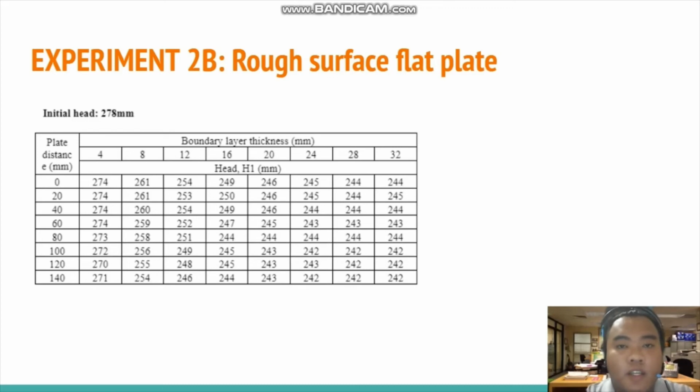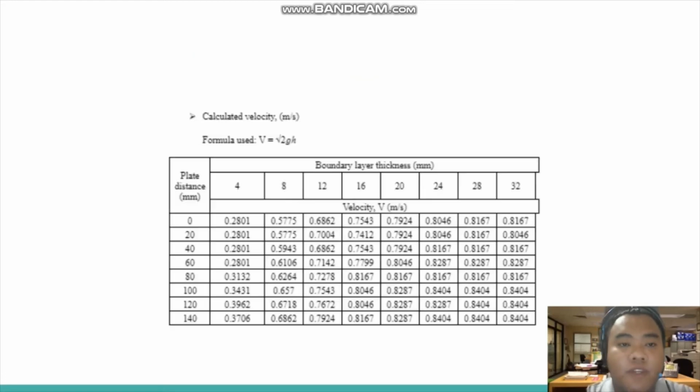And then for experiment 2B, rough surface flat plate, where the initial head is 278 mm. The plate distance in millimeters is set at 0, 20, 40, 60, 80, 100, 120, and 140, where the boundary layer thickness in millimeters is counted by 4, 8, 12, 16, 20, 24, 28, and 32. The head H1 in mm is found in the table in the video.